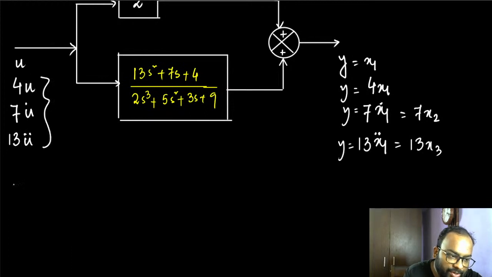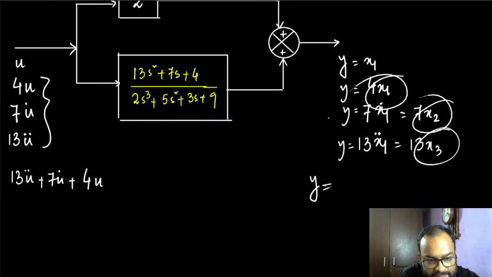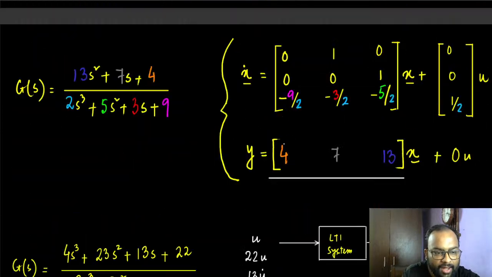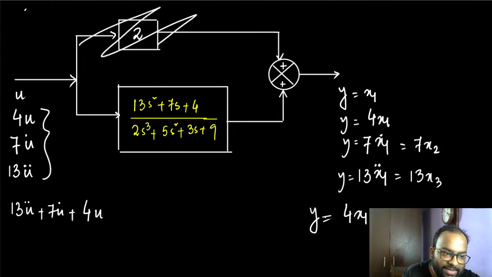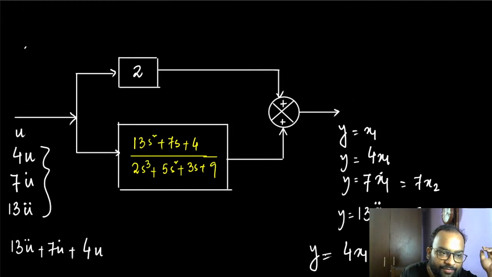And if I now add these three, just like we did before, so if the input is 13U double dot plus 7U dot plus 4U, the output is going to be a sum of these, that is superposition. That's going to be 4x1 plus 7x2 plus 13x3. And that is exactly what we had here, 4, 7, 13. And so far what we have done, we have discarded this path. Now we actually have this path. Now here, what is this path? This is the feed forward path.